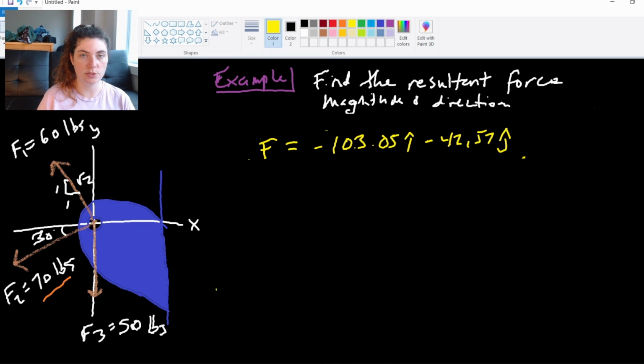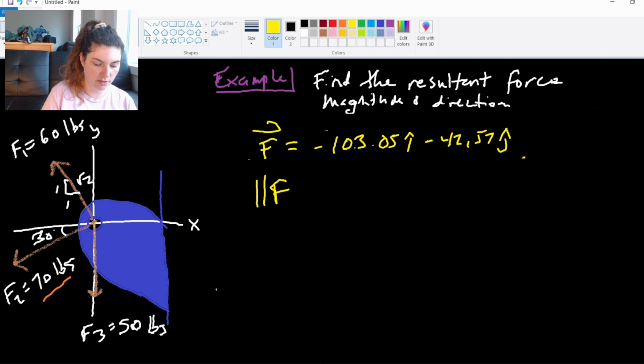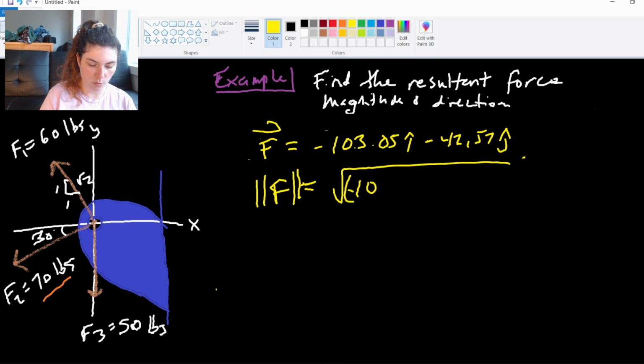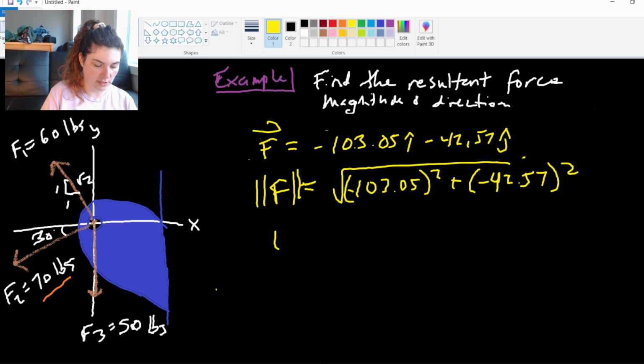So converting, our magnitude is just the same as using Pythagorean theorem, right? Our magnitude of F is the square root of the X component squared plus the Y component squared. So negative 103.05 squared plus negative 42.57 squared. So this gives us the magnitude of F is 111.5 pounds. This is our magnitude.